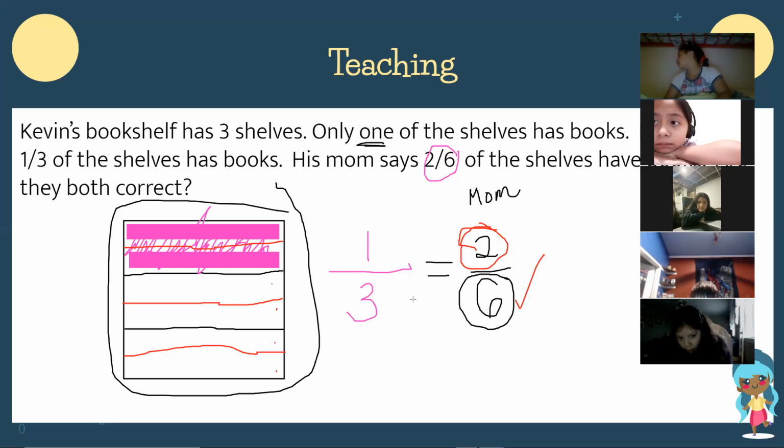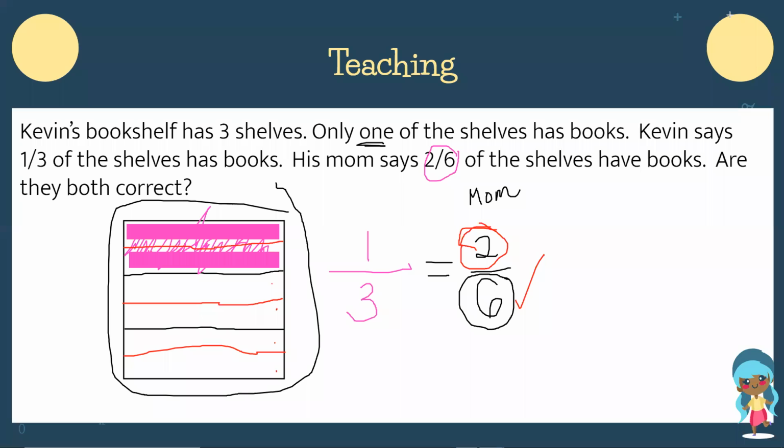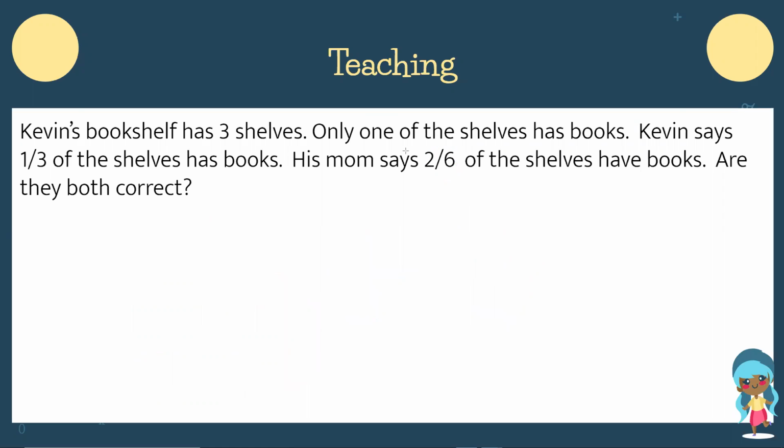Oftentimes moms are always right. So mom is correct that we can say either the bookshelf has 2/6 of the shelf covered with books, or we can agree with Kevin and say that only 1 out of the 3 shelves are covered in books. So those 2 fractions we would say are equivalent, they're equal.